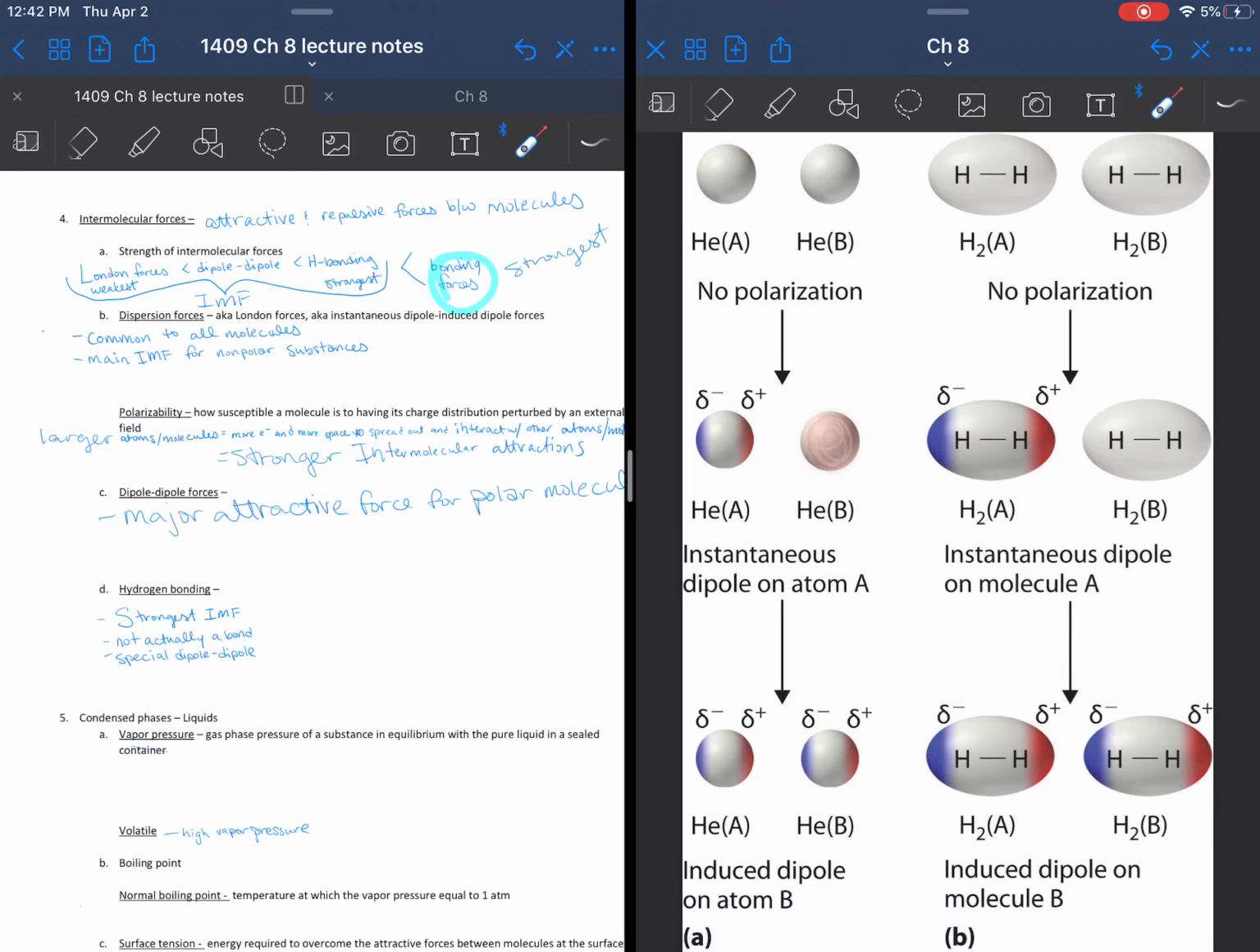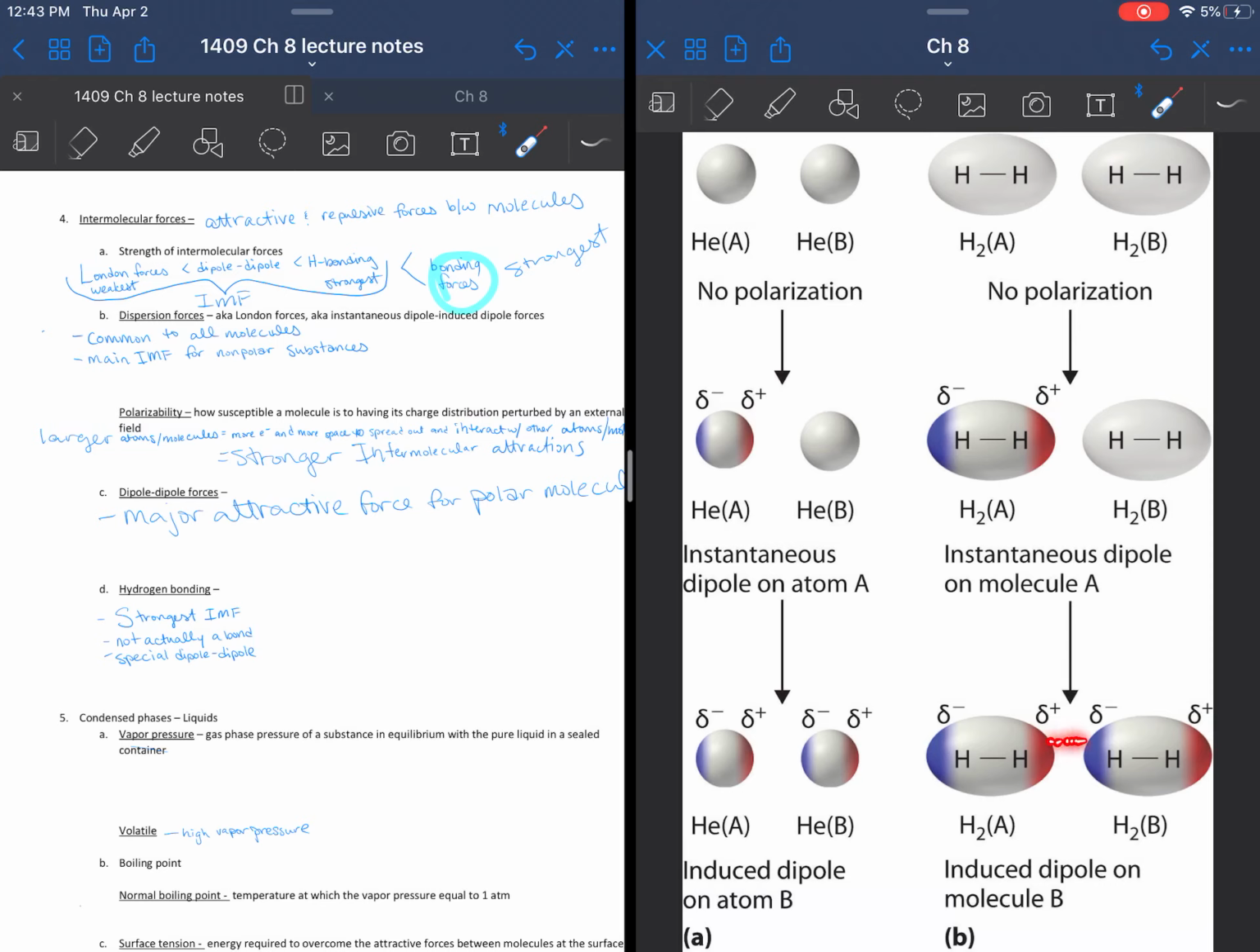So these instantaneous dipoles can then affect the neighbors. Because this helium is also an electron cloud. And what's going to happen if its neighbor has a momentary positive charge? Well, the electrons in this helium are going to be attracted, and so it's going to induce a dipole in the neighbor. You see the same thing happening over here. Say H2 is perfectly balanced. If the neighbor has an instantaneous dipole, the electrons are either going to be attracted to the positive side or repelled by the negative side, and you will get an induced dipole.